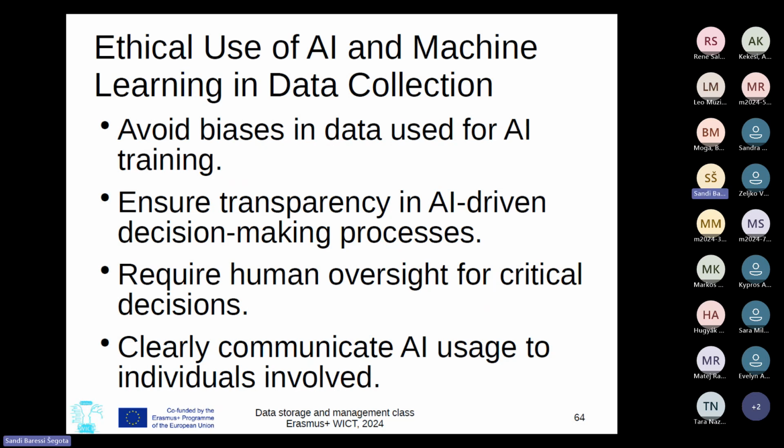So in the class Social Aspects of AI, we talked about this at a bit more length, but essentially, what are some possible issues with AI, machine learning, and so on when we're talking about data collection? You want to avoid biases in data, because bias in data reflects in bias in the AI.